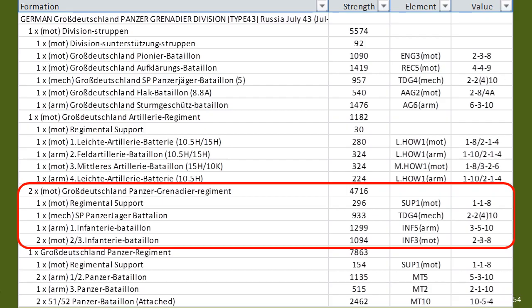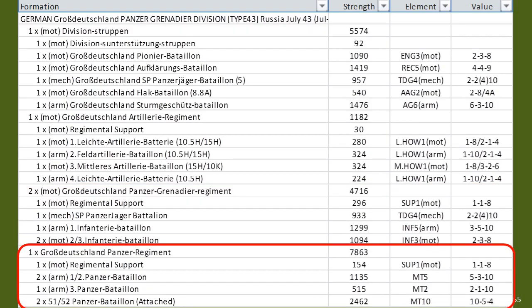2 regiments consisted of 2 motorised and 1 half-track mounted Panzergrenadier battalions. The Grossdeutschland Panzer Regiment was not typical for the Panzergrenadier divisions, and the addition of this formation is what makes this division closer to a Panzer division than a Panzergrenadier division. 2 battalions were equipped with Panzer IVs, 1 with Tiger tanks, and 2 attached Panzer battalions equipped with Panther tanks. This was a very powerful Panzer regiment.